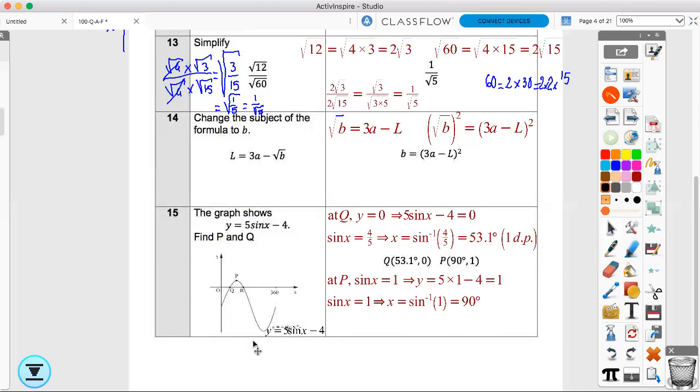So you could see that this trig question was a bit tricky because you had to decide at point Q, what do I know? At Q, I know that y equals 0. And at P, sine x equals 1 would be your answer for P. So P would have been probably the hardest of the two. Q is one of the x-intercepts, but P is when sine x is at its max. And the sine signal is at max when it reaches 1.